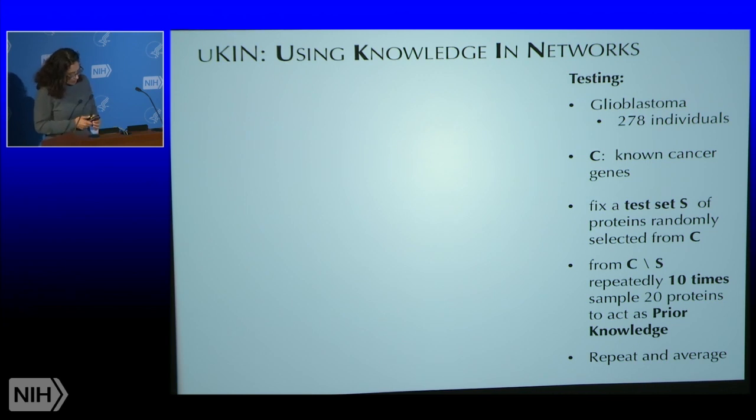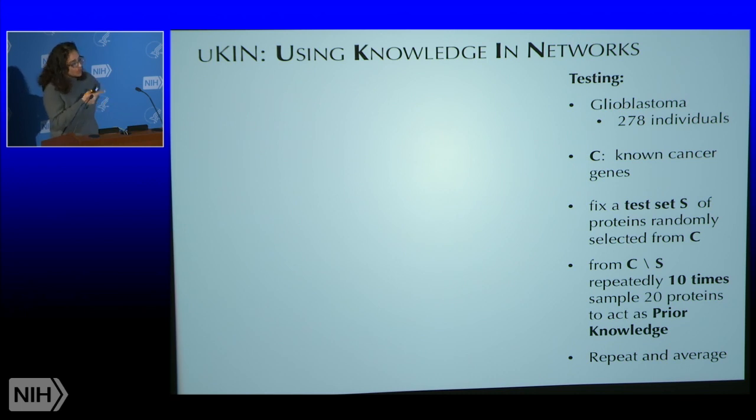Okay, so we can think a bit about how to test this. Just as an example, our approach is called UKIN, using knowledge in networks. I'm going to show you some testing on glioblastoma, 278 individuals. We have our set of known cancer genes, the CGC. We're going to fix a subset of this to be a test set. And then from the remaining genes, we're going to sample some subset of them to act as our prior knowledge.